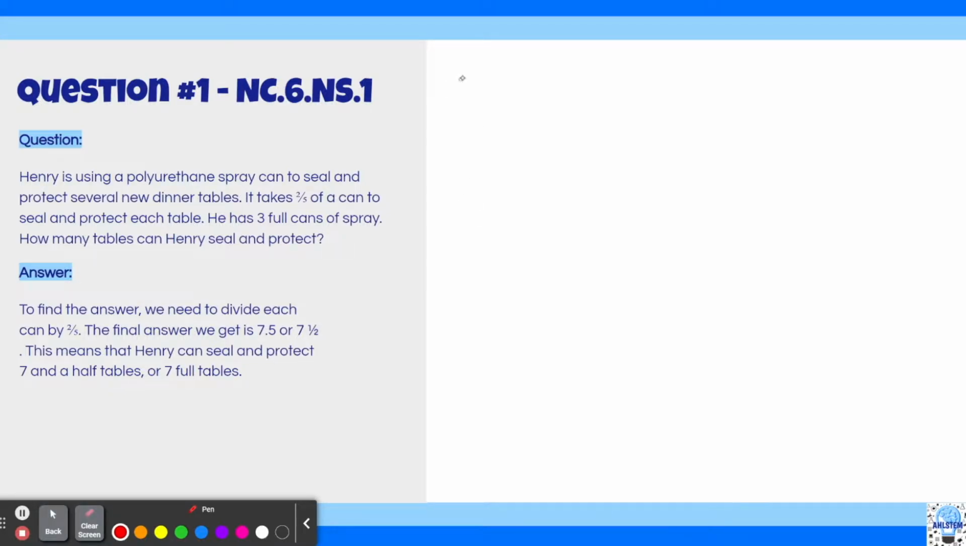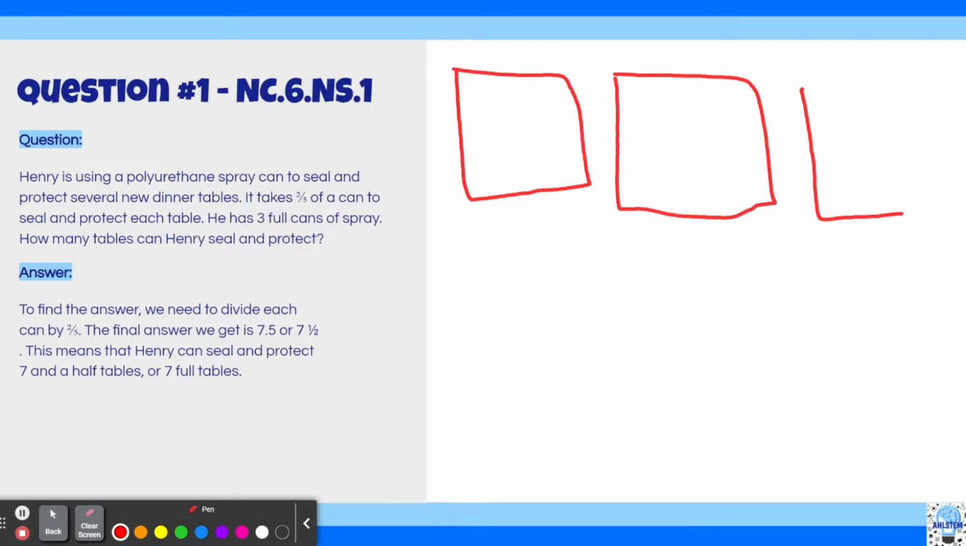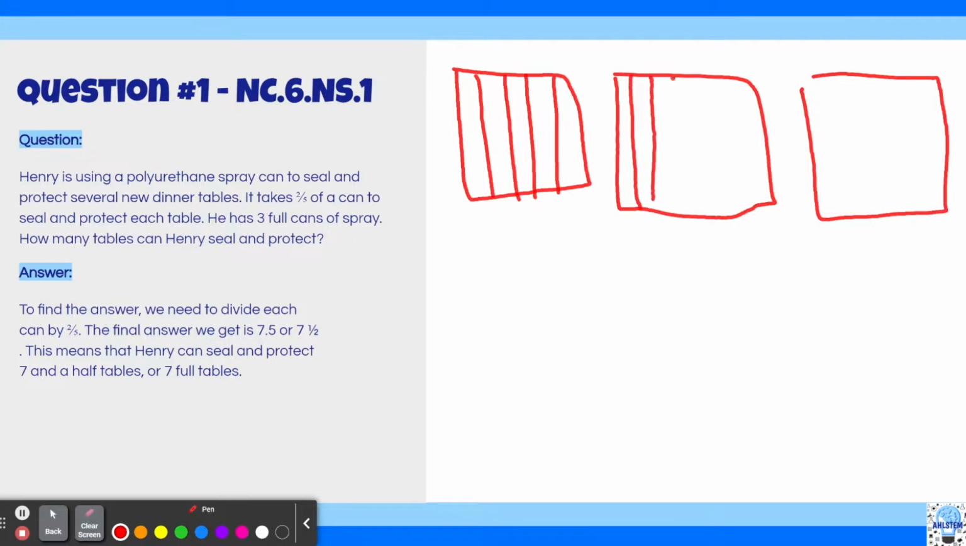mathematically. So he has 3 full cans. I'm going to draw 3 boxes because I like to visually model. Now I'm going to split it into fifths. Okay, now each color will represent 1 can. So it takes 2/5 of a can to seal and protect each table.